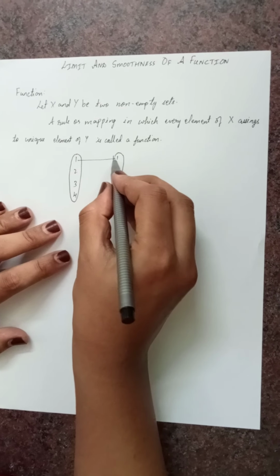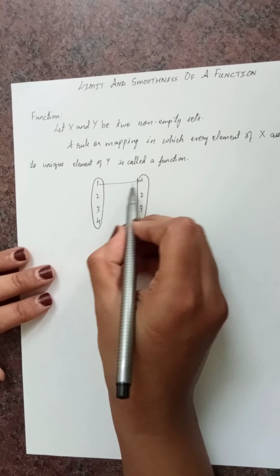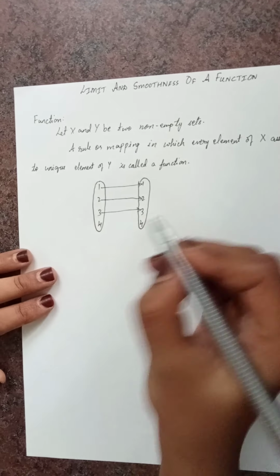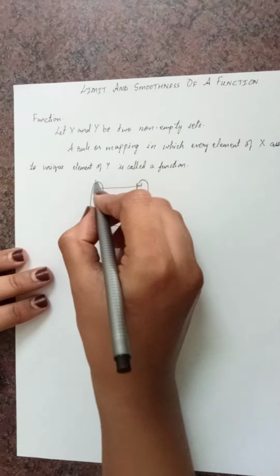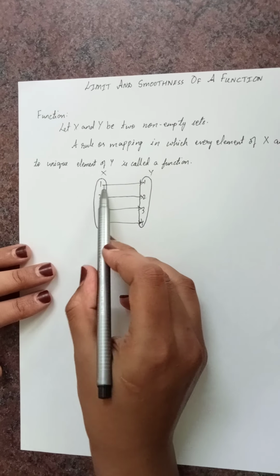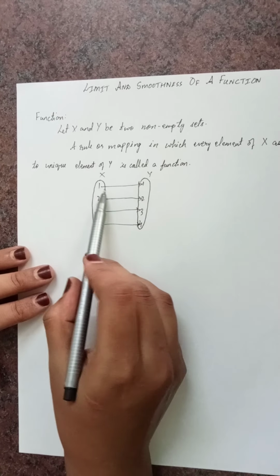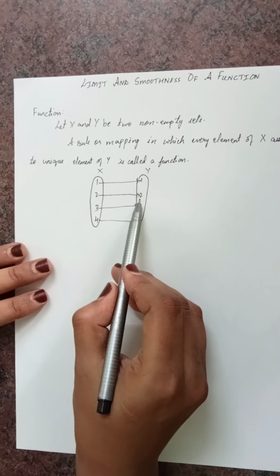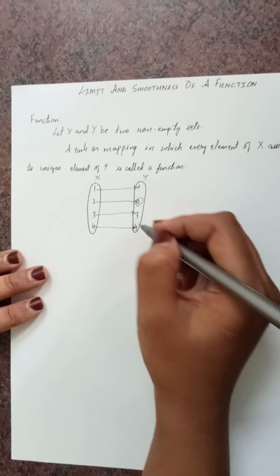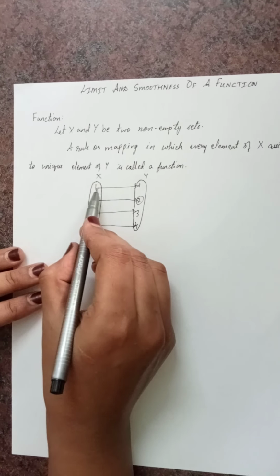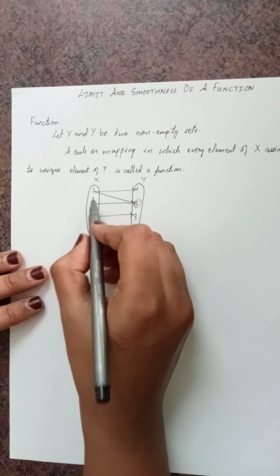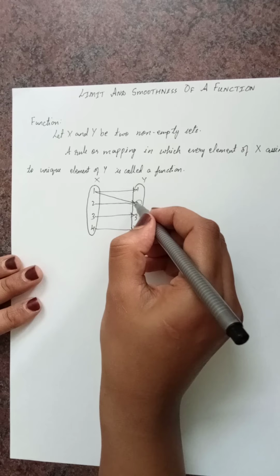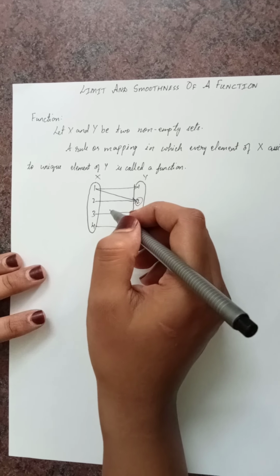1 is mapped to 1, 2 is mapped to 2, 3 is mapped to 3 and 4 is mapped to 4. You can see that none of the elements of x are mapped to the other elements of y, so that an element of y is having two pre-images. Suppose if I map 1 to 2, then obviously it is not a single pre-image on x.